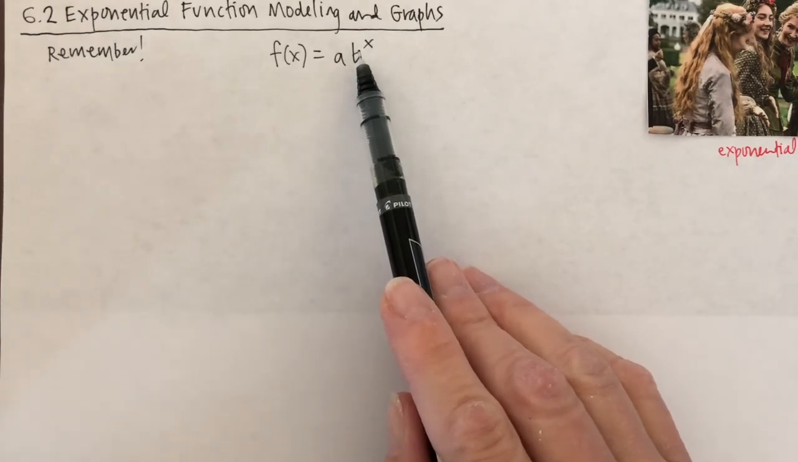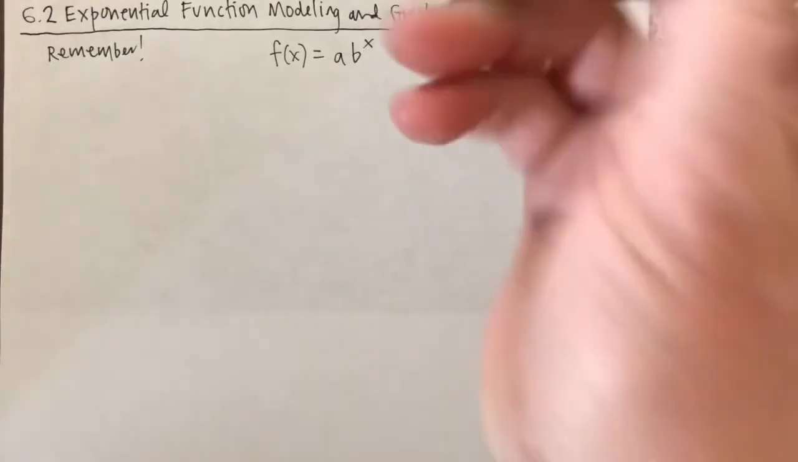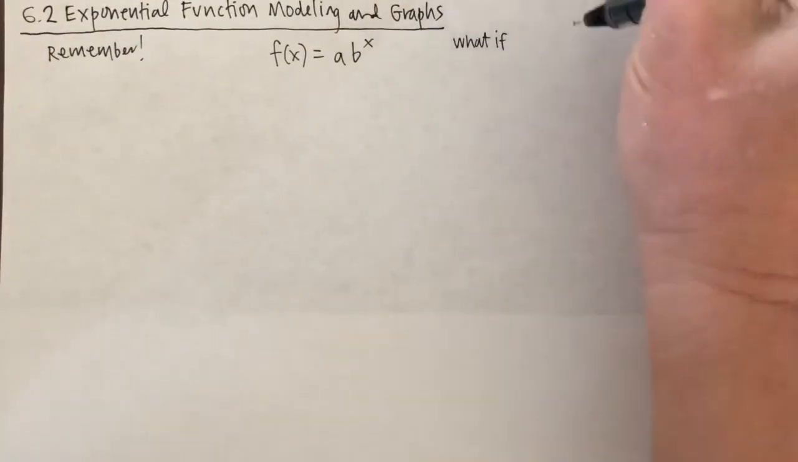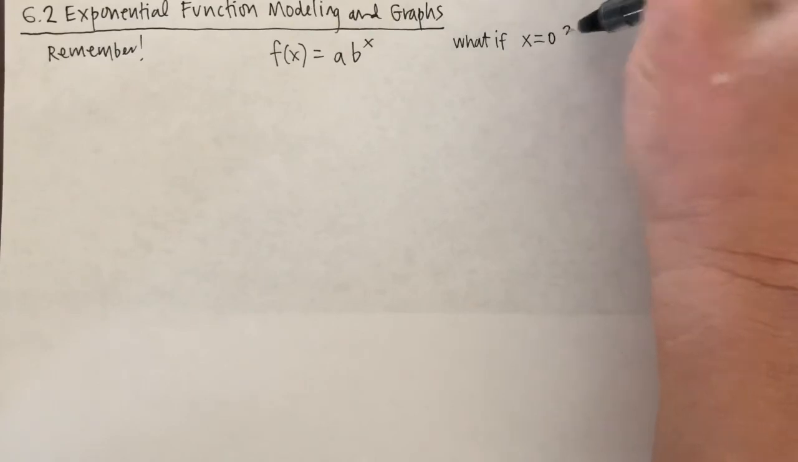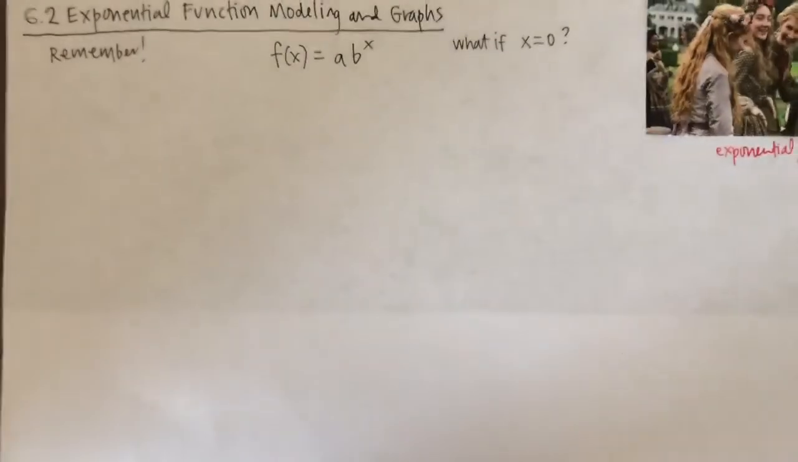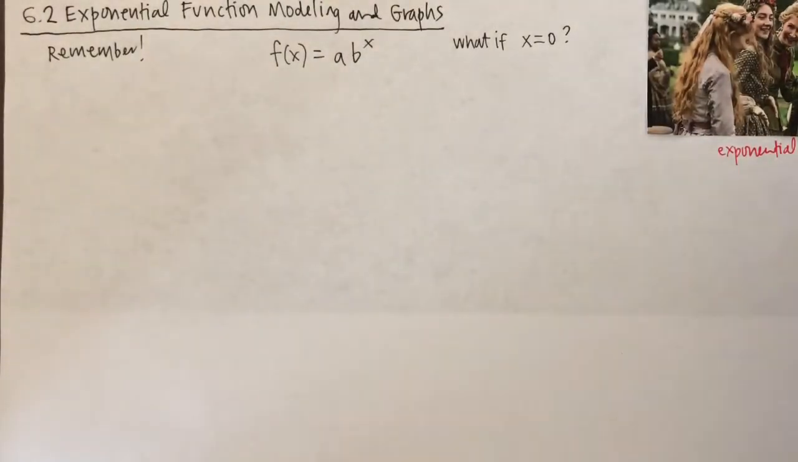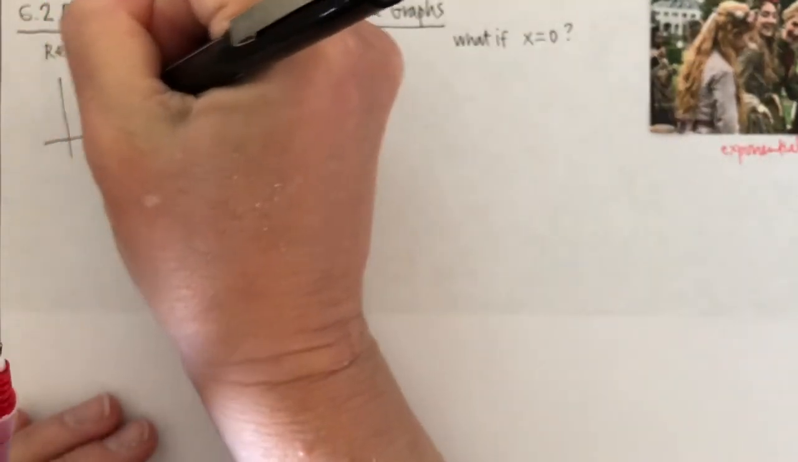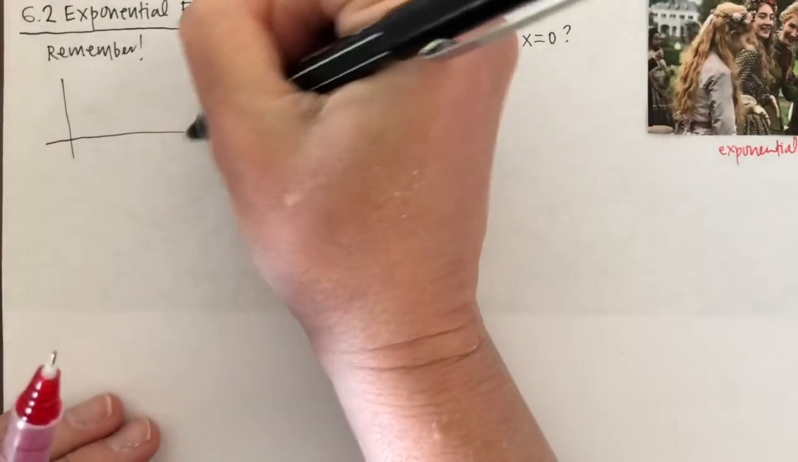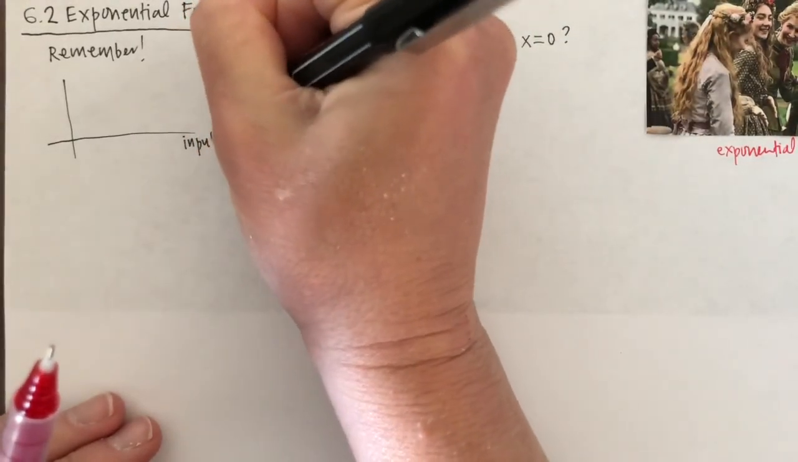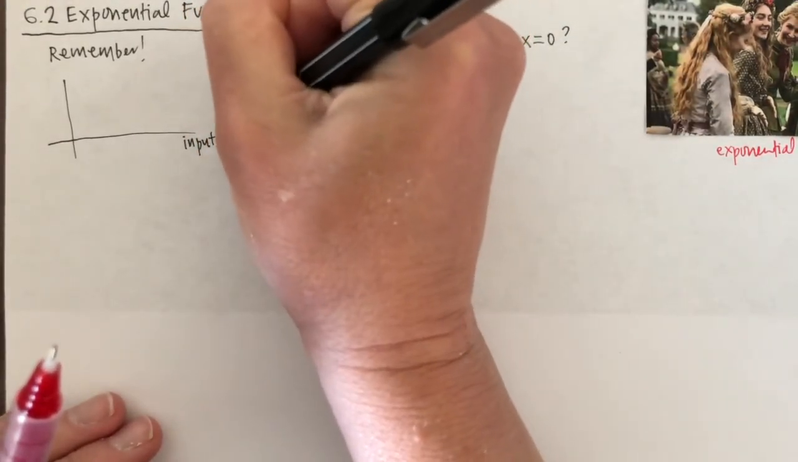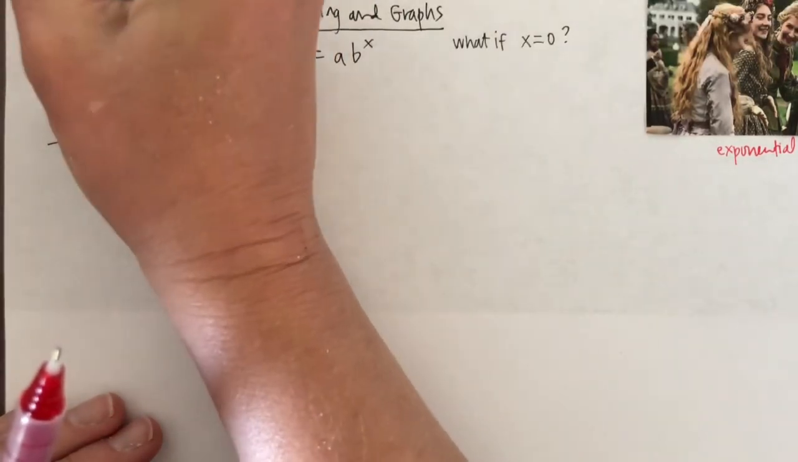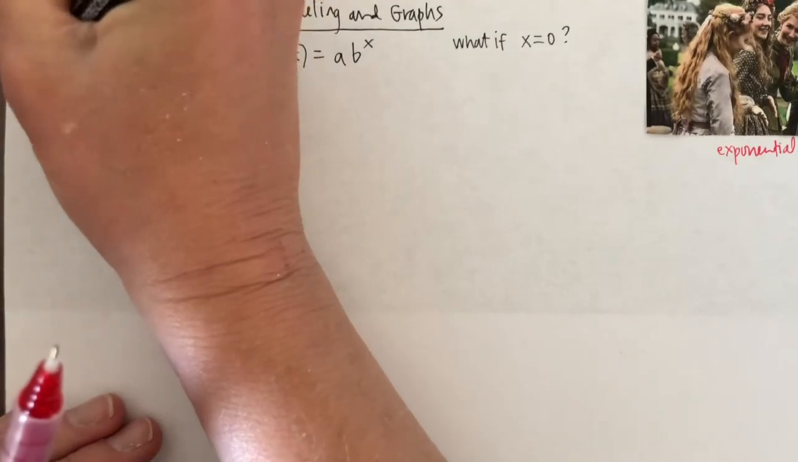So I want to ask the question, what if x equals 0? And think about this graphically. In our graph, here's our input axis, usually this is x, and our output axis, usually this is f of x or y.